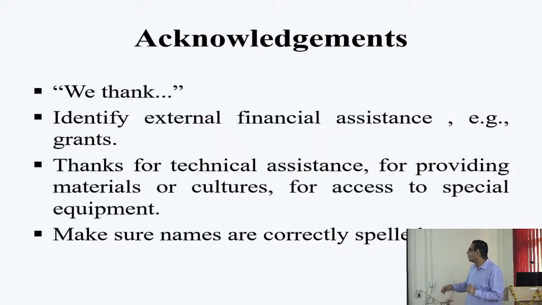So identify the external financial assistance. You are getting some grant, a DBT grant or any grant, JRF, SRF, and you are not acknowledging it. You forgot, sir. So this is not acceptable. If you are funded by a fellowship, you have to acknowledge it. The grant number is very important, so ask your mentor or your office for the grant number, BT, whatever is there. Then thanks for technical assistance, providing material or cultures, access to special equipment.